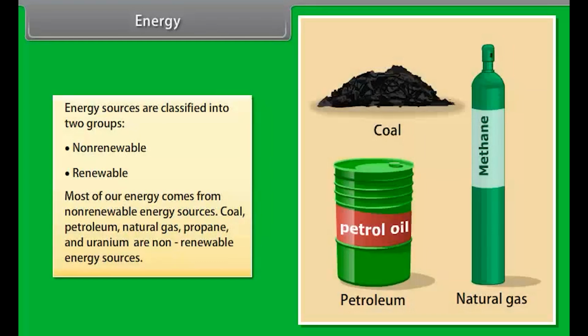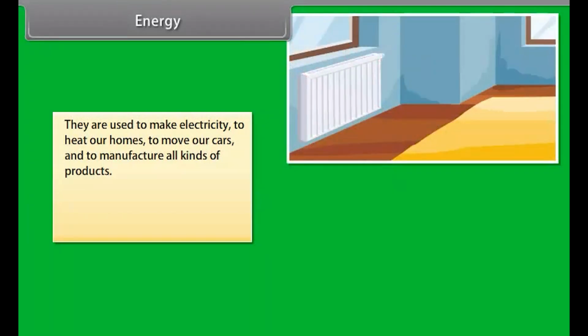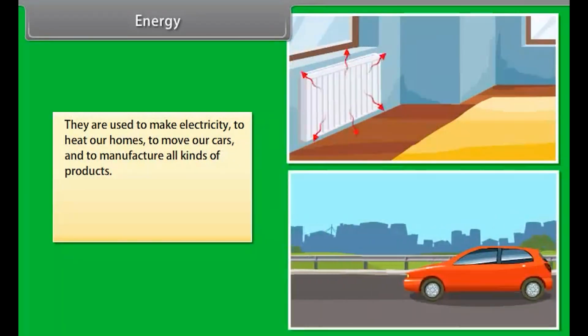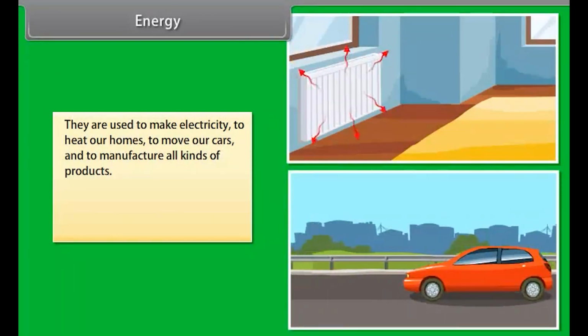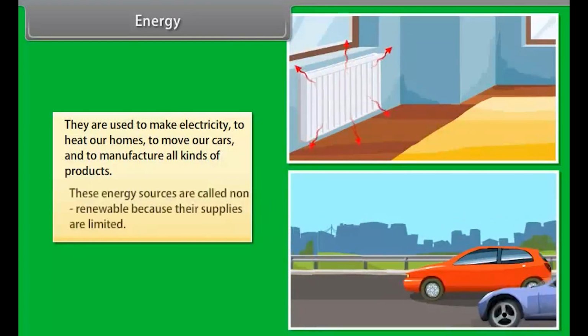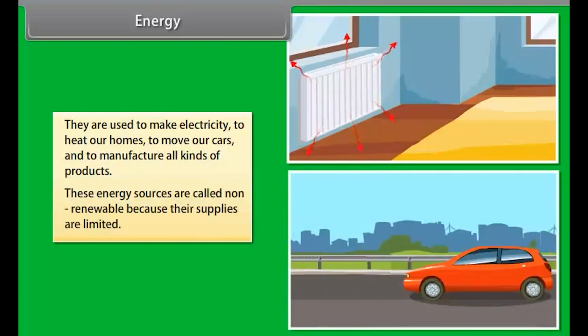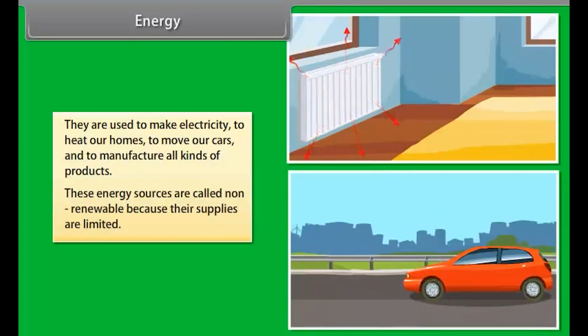Most of our energy comes from non-renewable energy sources: coal, petroleum, natural gas, propane, and uranium are non-renewable energy sources. They are used to make electricity, to heat our homes, to move our cars, and to manufacture all kinds of products. These energy sources are called non-renewable because their supplies are limited.